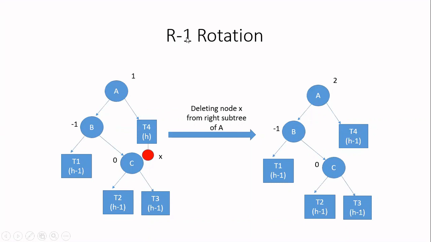R-1 imbalance tells that you are going to delete a node and the node is present in the right subtree. Here I am going to delete this X. With respect to A, X is present in the right subtree, so it is R. Then where did this -1 come from? Since you are deleting X from the right subtree of A, you look at the left subtree of A now. The left subtree of A has the root node B. Now I have to see the balance factor of this B. The balance factor of B is -1. Therefore, I have to apply R-1 rotation.